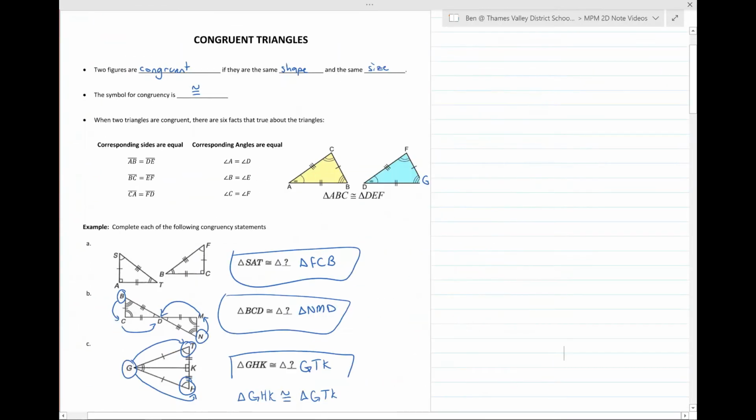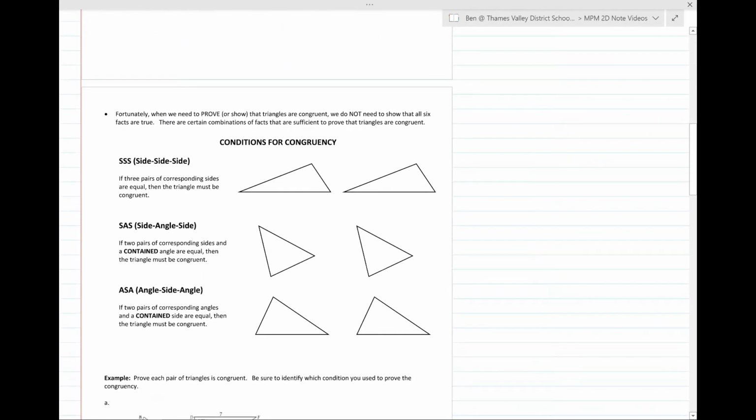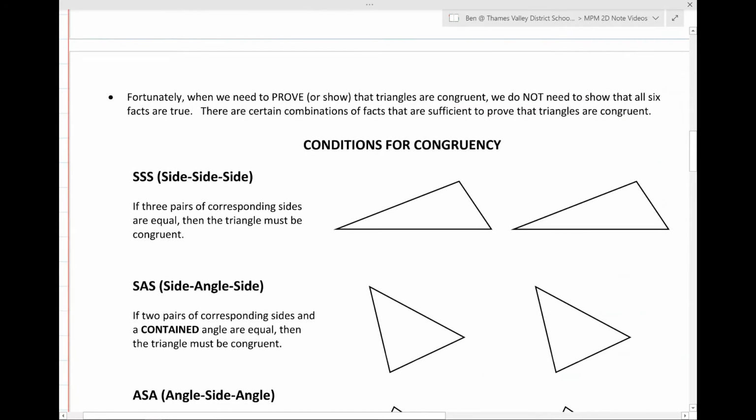Fantastic. Now we'll push on forward. If we're looking to prove or to demonstrate that triangles are congruent, we do not necessarily need to double check that every single angle is equal, that every single side length is equal. Because as long as a few things are equal, they're going to require the other ones to be equal as well.